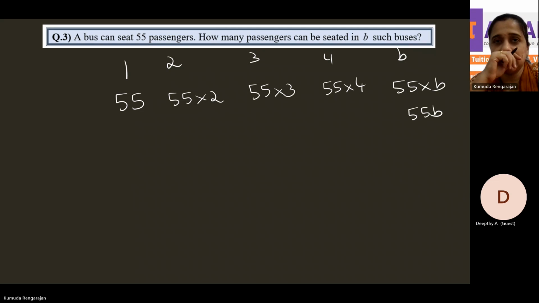Yes. Imagine one bus, 55 passengers. Two such buses will have 55 plus 55, which is 55 into 2 passengers, meaning 110 passengers. Three such buses, 55, 55, 55, so 55 into 3 passengers. So if there are B buses, 55 into B, which is 55B passengers.